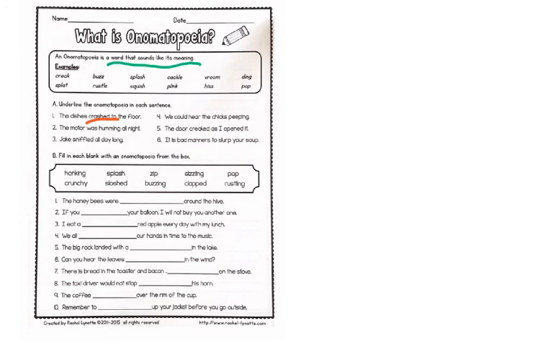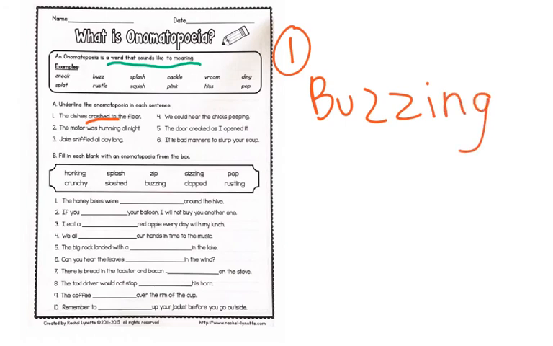And finally, part B, there is a word bank, and you have to fill in each blank with an onomatopoeia from the box. The words in the box are honking, crunchy, splash, sloshed, zip, buzzing, sizzling, clapped, pop, and rustling. Number 1 says the honeybees were blank around the hive. Well, what do honeybees do? They were probably buzzing around the hive. And you're just going to fill in the blanks over here.